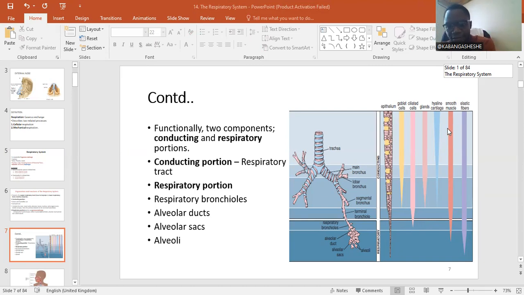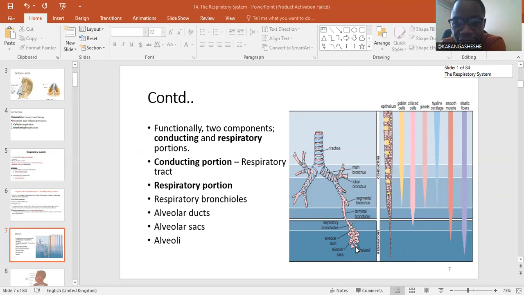Smooth muscle is there all the way to the alveolar ducts. So you see that smooth muscle is consistent, except in the alveoli. So in the alveoli, we don't have smooth muscles. Then elastic fibers are all the way to the alveoli. So even alveoli have some limited amount of elastic fibers.